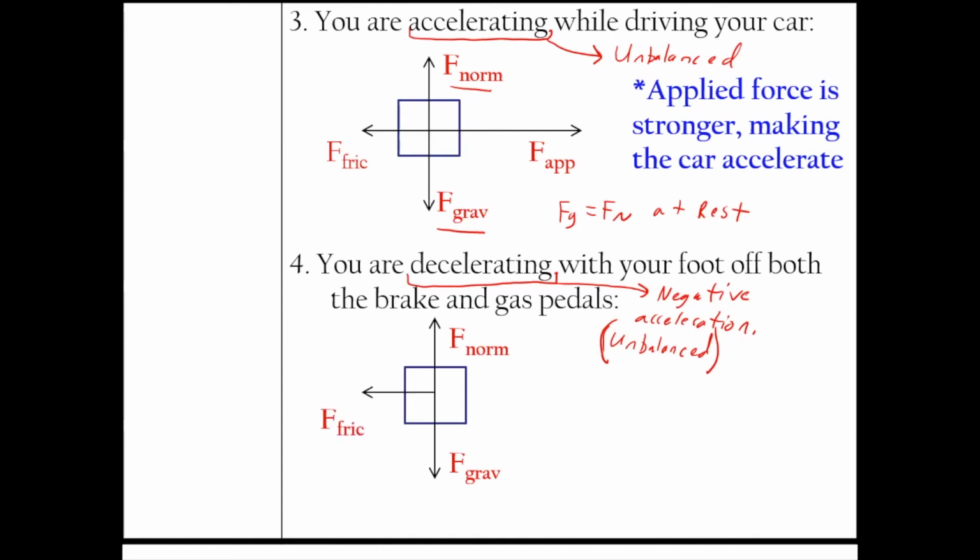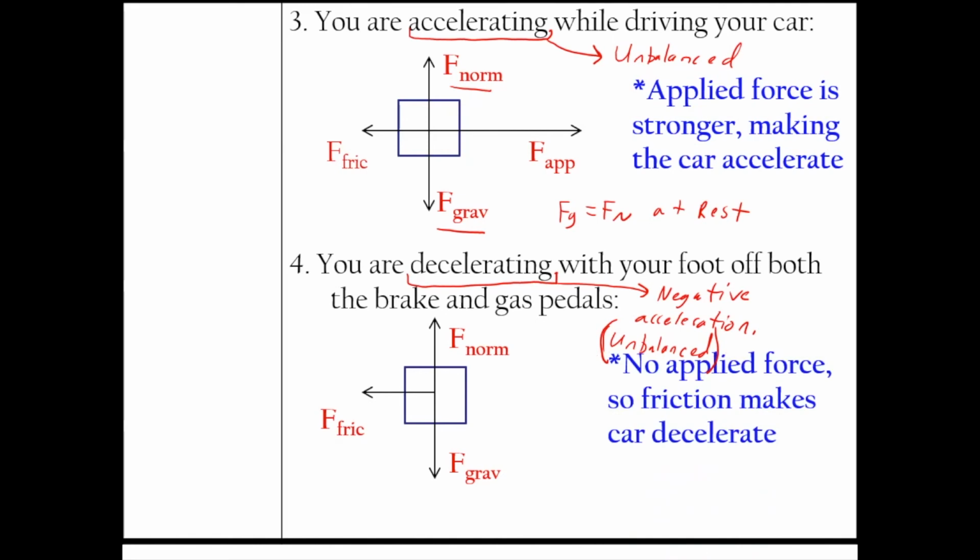And since there's no other forces on the right side, force friction is unbalanced. We are decelerating because our force friction is unbalanced. And like I said before, there's no applied force. So the only force acting on this object in the X direction is friction, therefore making our car slow down. So if friction is acting in the opposite direction of motion, it's going to be slowing my car down.